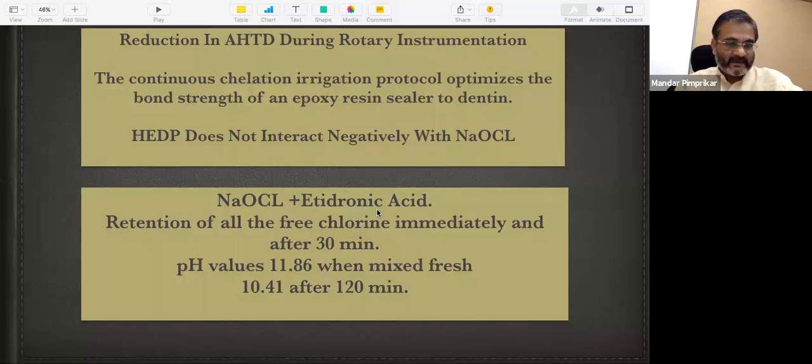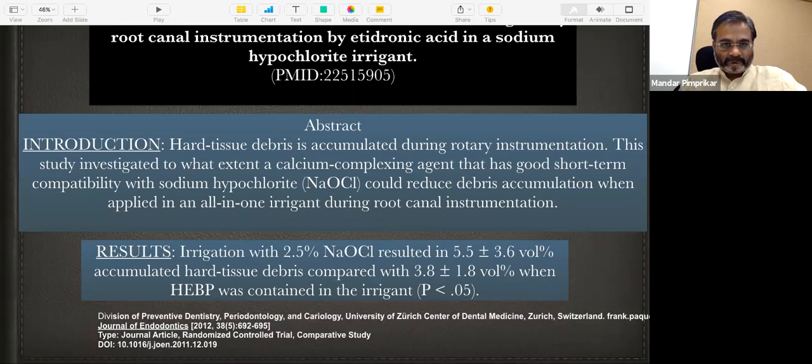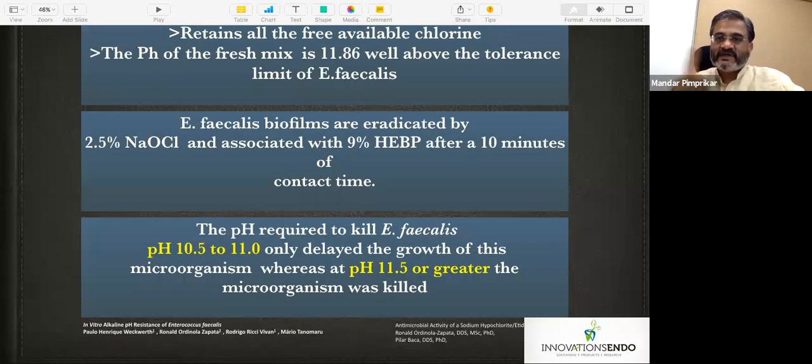Now, another important aspect of this combination is its pH. These are a couple of studies. If somebody wants to read further on this, there are a lot of studies. There are only two products in this world on continuous chelation. One is Dual Rinse by Zender Matthias in Switzerland, and second is by me, Twinclean. The biggest advantage of this combination lies in its pH. When you mix Twinclean or make a fresh solution, the pH is about 11.86.